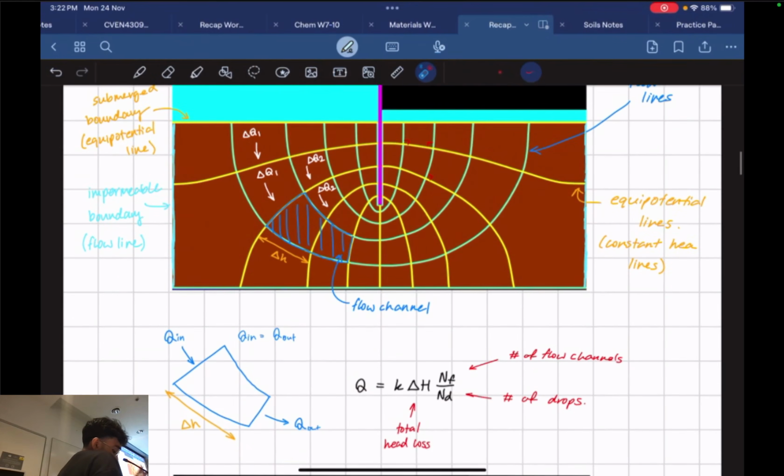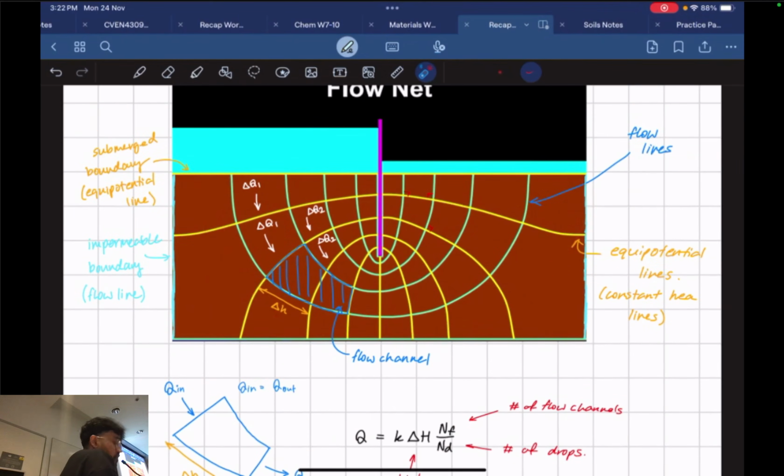Q is equal to K times delta H times NF on ND, where NF stands for the number of flow channels. If we take a look at this diagram up here, the way to visualize it, you get one here, here, here, here, and here. Any space between two flow lines is considered a flow channel. So this whole thing is a flow channel, this one here, here, here, and so forth. That's pretty much the number of flow channels.